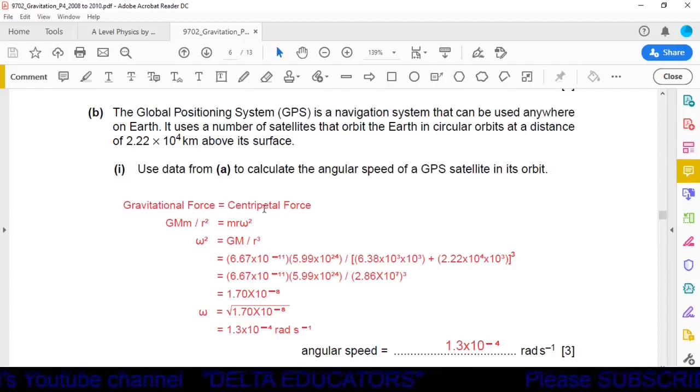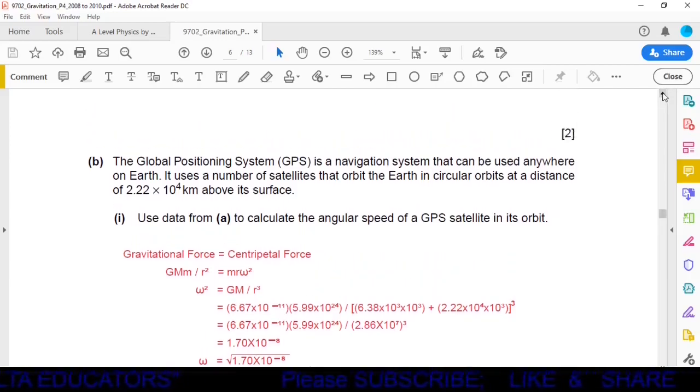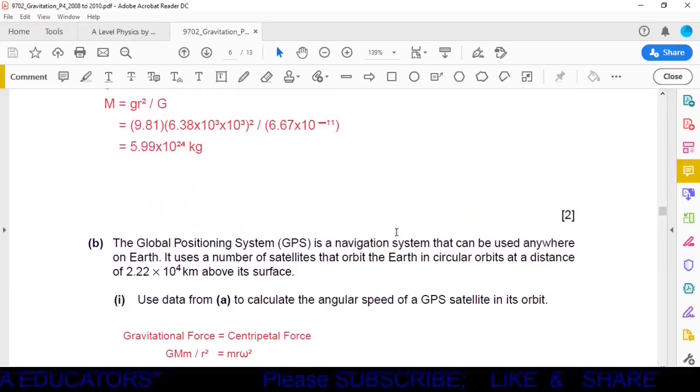Gravitational force is given as centripetal force. Gravitational force is equal to GMm/r² and centripetal force is equal to mrω². Now this small m is the mass of the satellite. It will be cancelled out and we will get ω² is equal to GM/r³. Now we have to substitute the values. This G, universal gravitational constant, its value is 6.67 × 10^-11. M is the mass of Earth. This mass of Earth we have calculated in the previous part, 5.99 × 10^24.